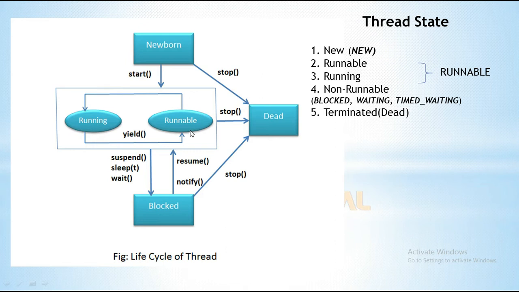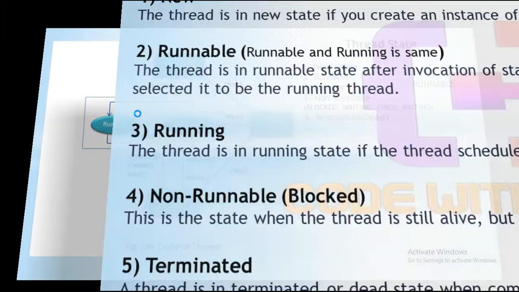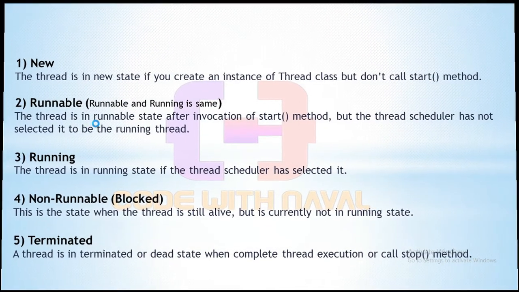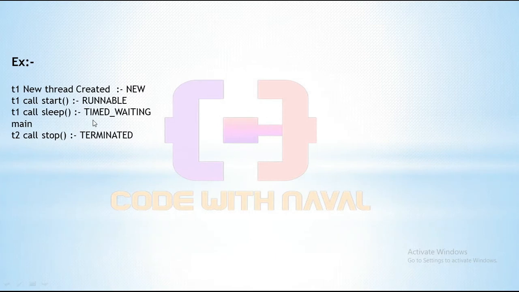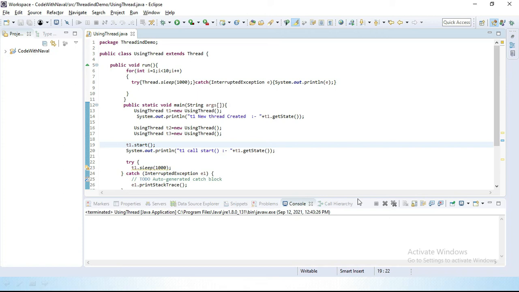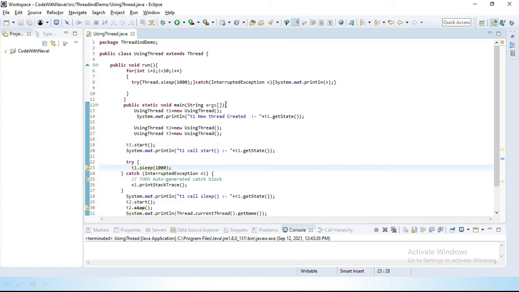If there is no code remaining for execution in that thread, then that thread automatically terminates. Here we saw these five states. Now you can see this example. I have prepared one program, and I'll first explain this program.